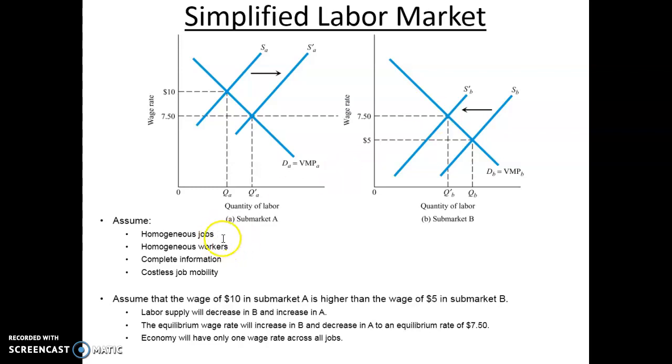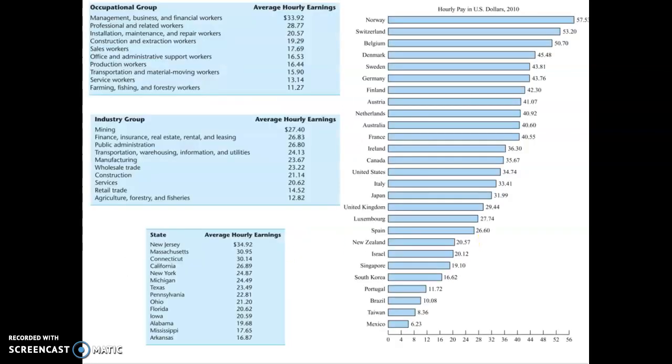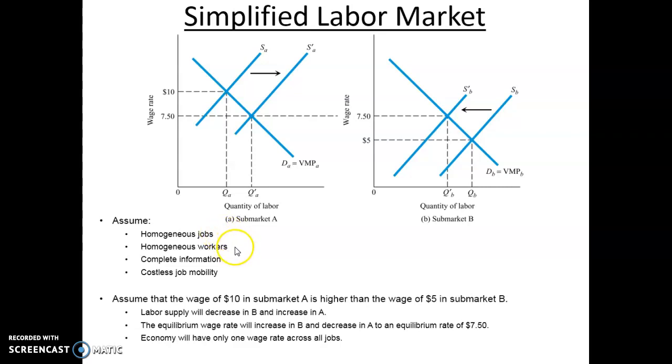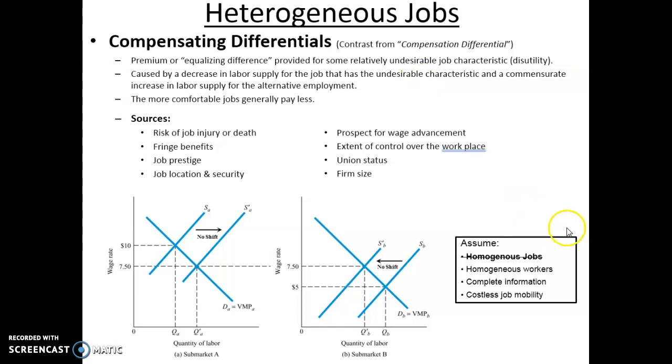And if these four assumptions hold up, then wages would be the same across all labor markets. Of course, they're not the same. When you look at different occupational groups, different industry groups, different states, different countries, you see a broad array of different wages. So at least one of these assumptions is being violated. It's possible that what's happening is jobs are not homogeneous. They are instead heterogeneous. One source of heterogeneous jobs is what we call compensating differentials.